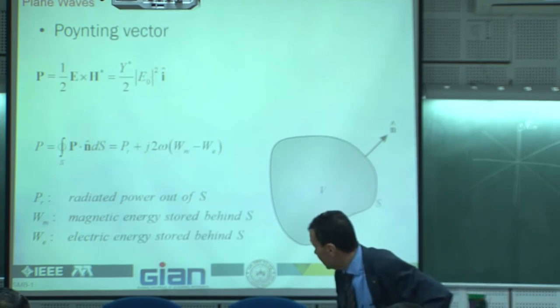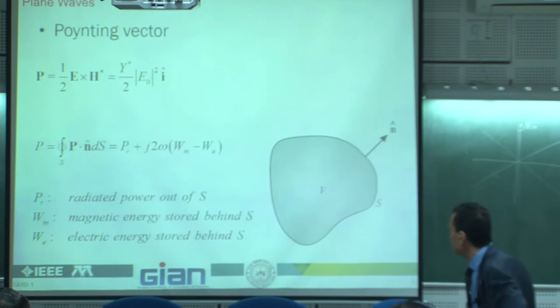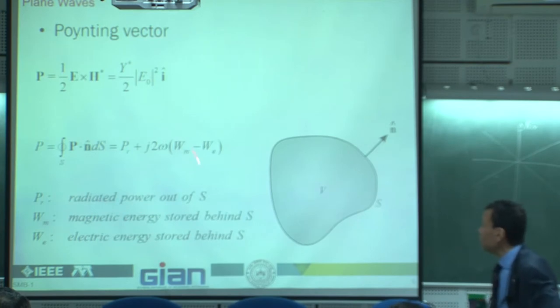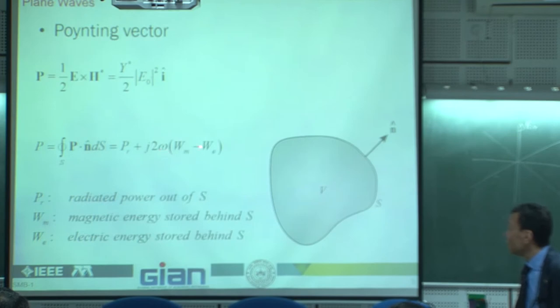Okay, so the reactive power is a measure of the balance between the magnetic stored and the electric stored. If magnetic stored is more, this is positive, and you have an inductive situation. If the electric stored is bigger than the magnetic stored, you have a capacitive one.